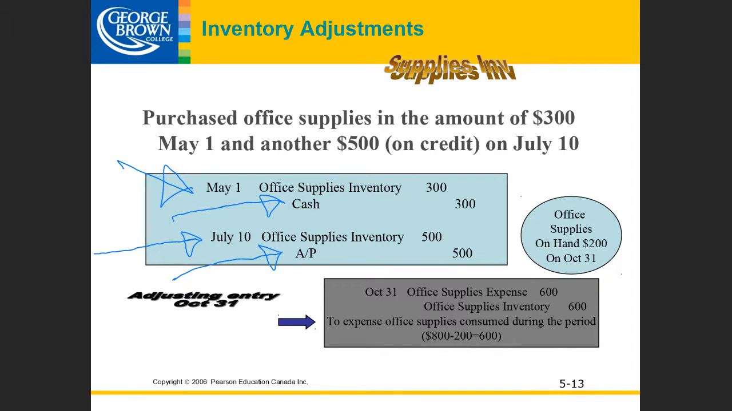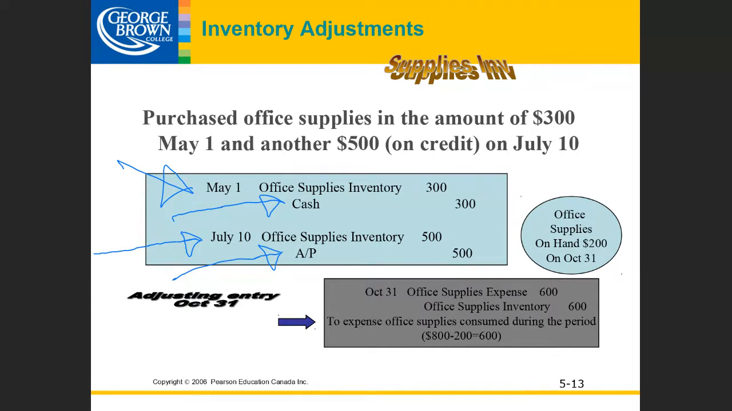So how much inventory should we have over that period total? We purchased $300, and then we purchased another $500 worth of inventory. How much inventory did we have at one point altogether? Exactly, Paul. 800. So 500 plus 300.